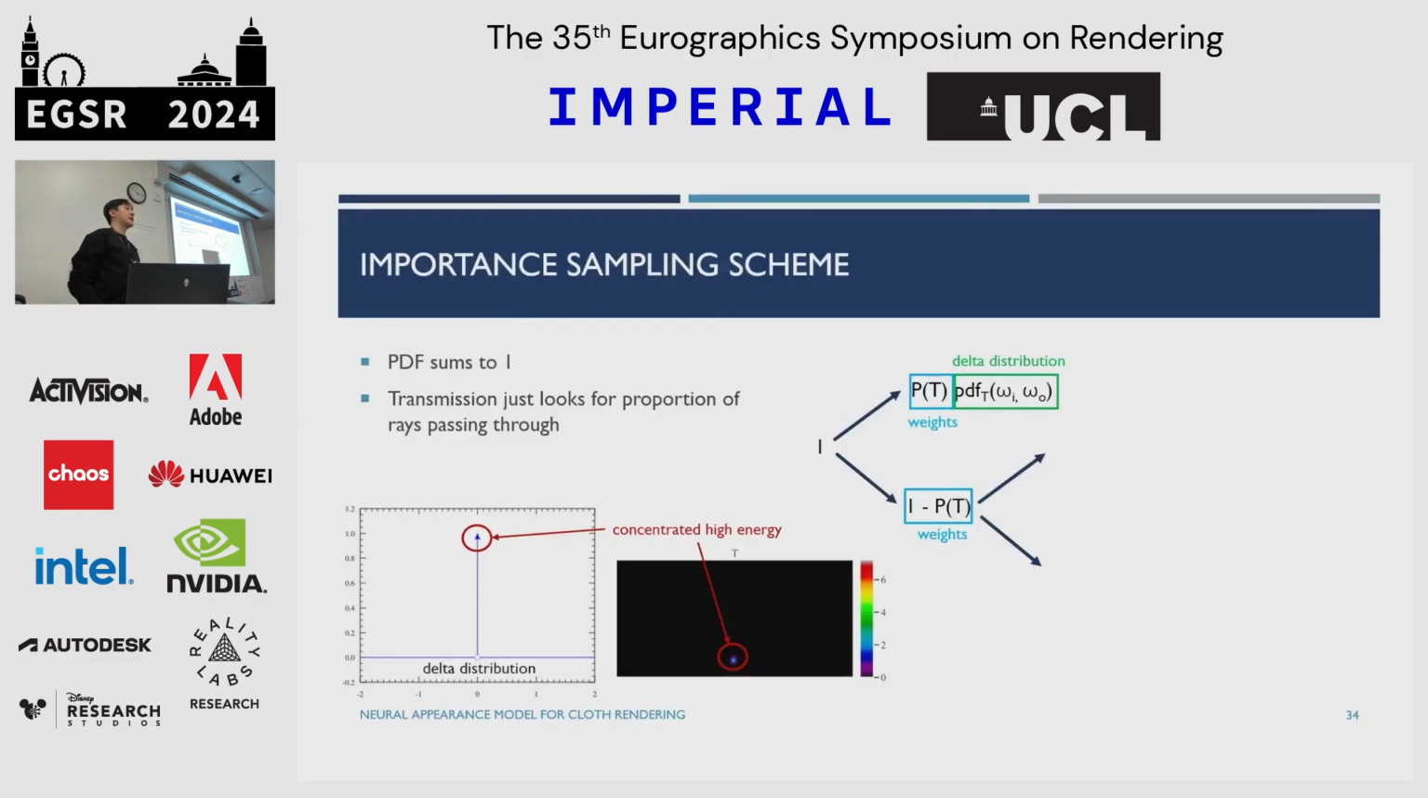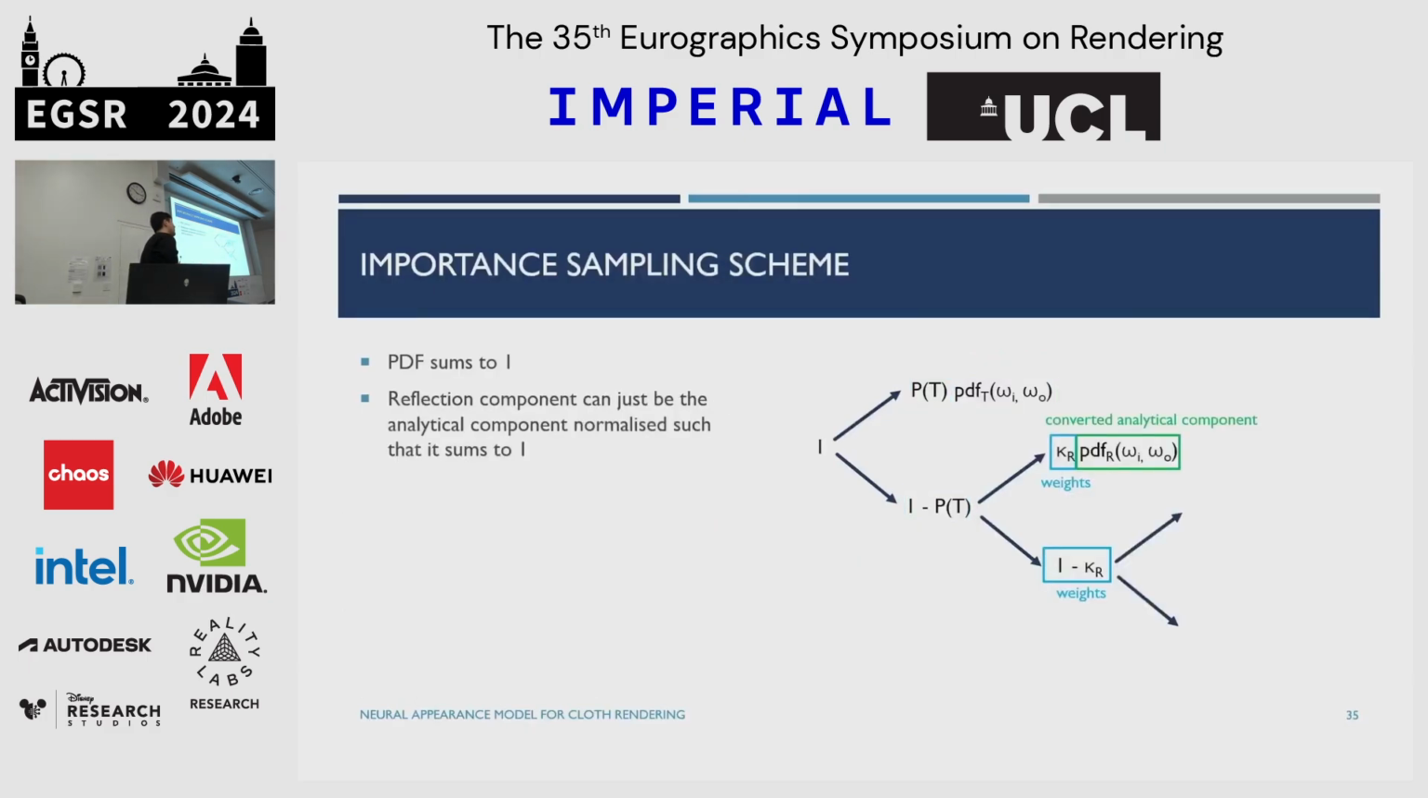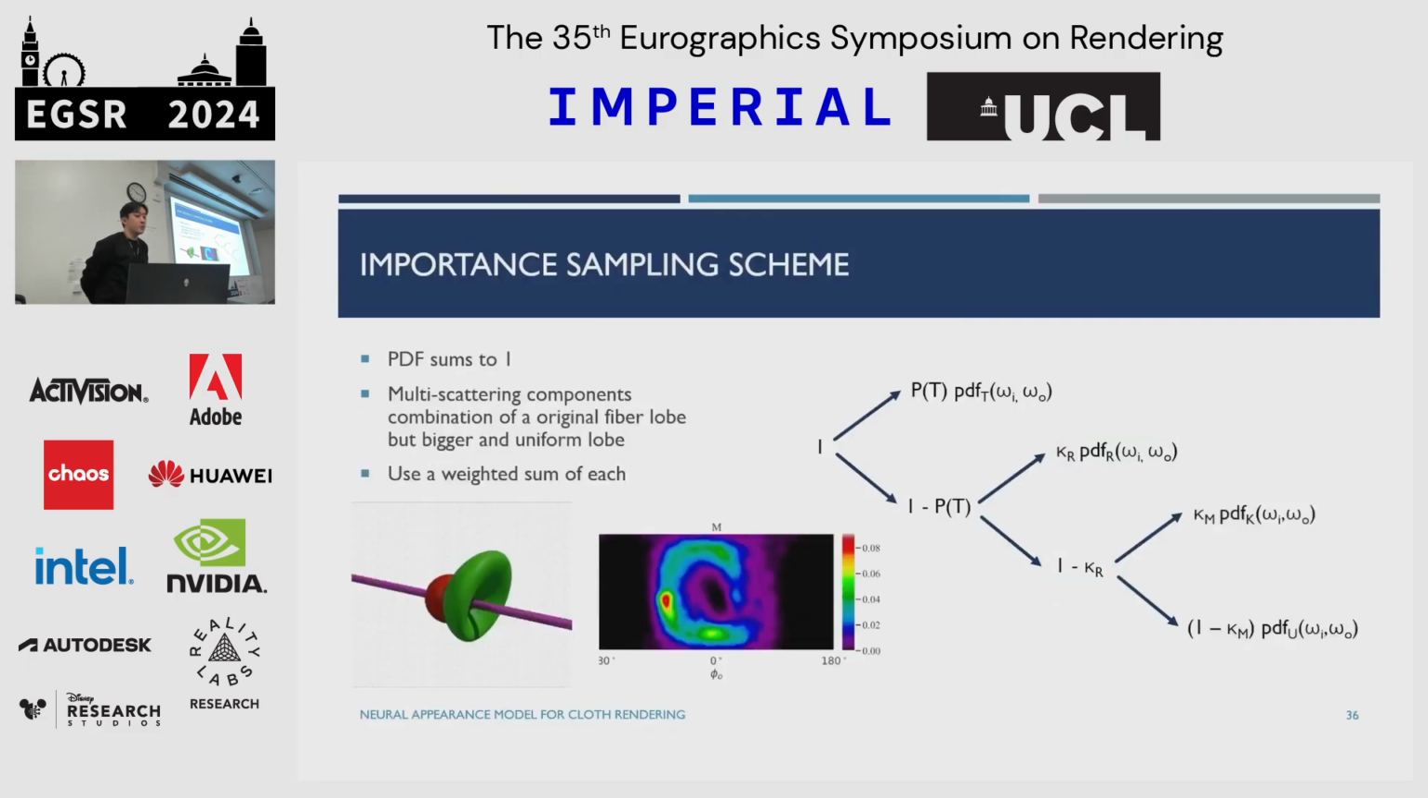For the remaining part, the 1 minus PT, we can further divide it into the reflection component as well as the non-reflection, aka multi-scattering, component. We already have the analytical formula of the reflection component. You can just directly use it and convert it to the appropriate PDF. Paired with the weights of the reflection component, we will be able to find the appropriate importance sampling scheme. For the last part, the multi-scattering component, we can observe from the radiance distribution map that it looks something like that.